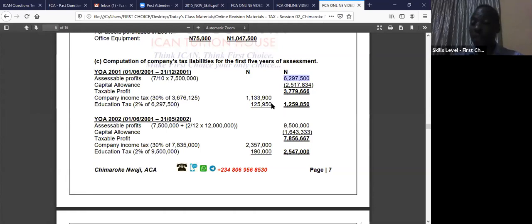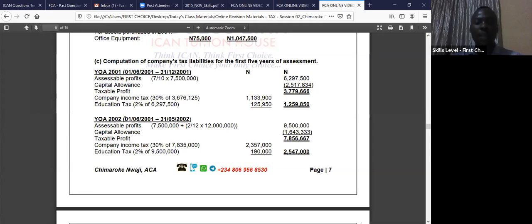It's optional for you to add the 2. It's not compulsory that you must add the 2. But if you add the 2, this is the total tax. Now we go to the next year.